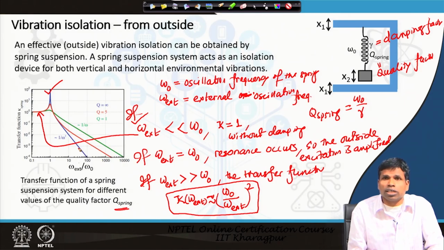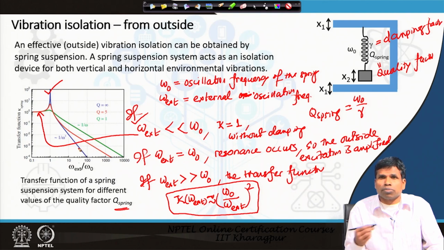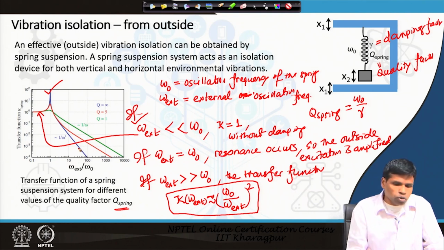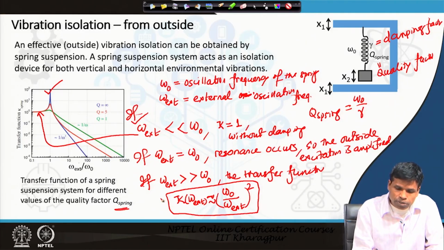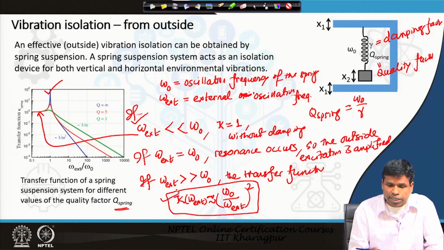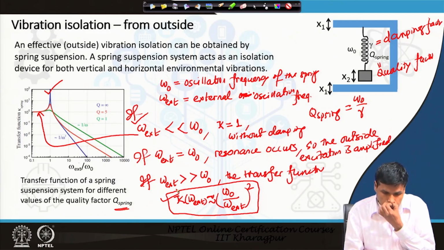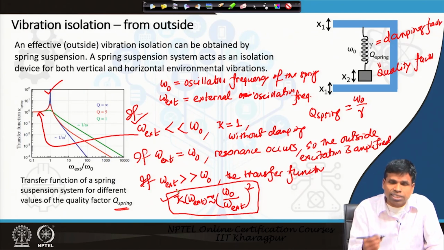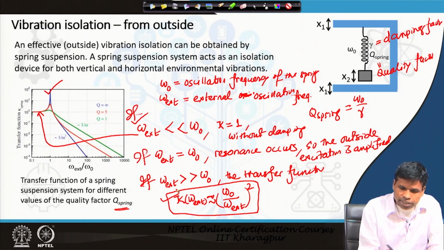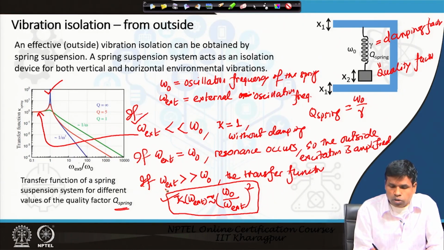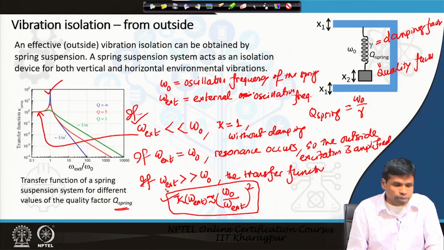Having a smaller transfer function is good because less oscillation will be transmitted from the outside system to our system. So, we would like to have a smaller transfer function, which means oscillation will not be transmitted, or will be transmitted as little as possible, to the system. So, these are the cases when the external oscillation frequency is equal to, less than, or greater than the oscillation frequency of the spring.